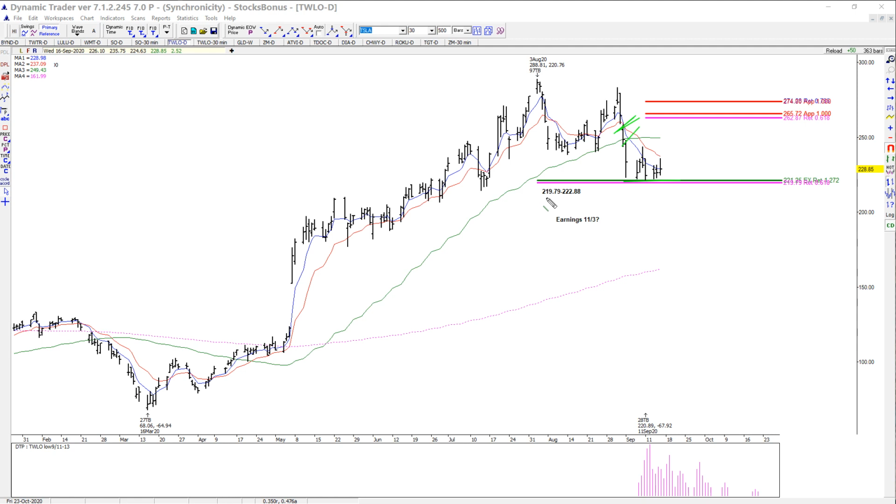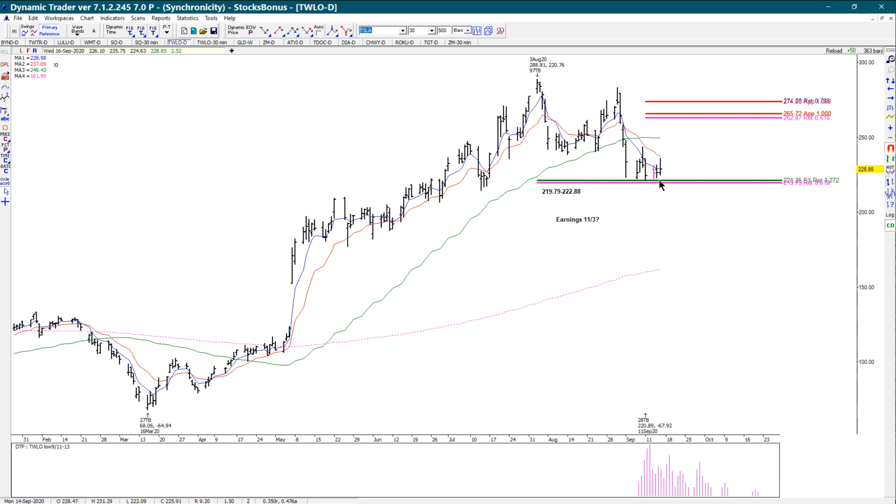Now it starts on the daily chart with timing at this last low in TWLO, and the original zone was 219.79 to 222.88. We went slightly through the top end of that zone, but we are still holding above. And we have seen buy triggers since then.